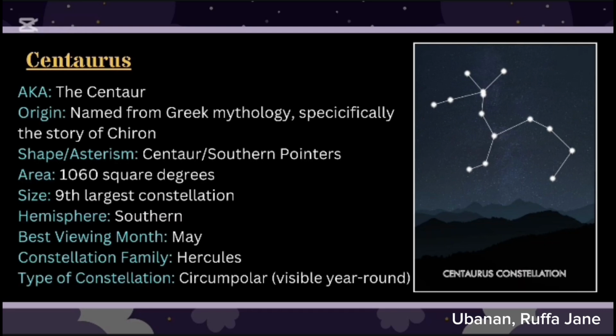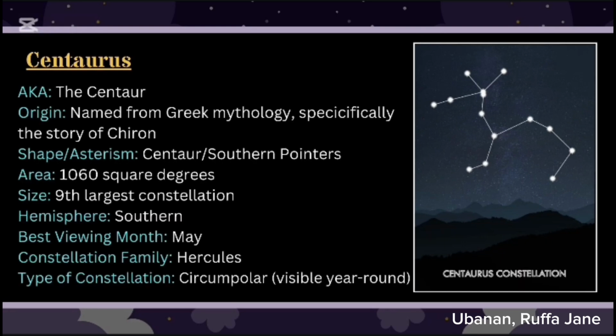It's a triple star system with the two brightest stars being similar in size and brightness to the sun. Alpha Centauri is the third brightest star in the night sky after Sirius and Canopus. The constellation Centaurus is also home to some of the most spectacular objects in the night sky, including Omega Centauri, a globular cluster that contains millions of stars.